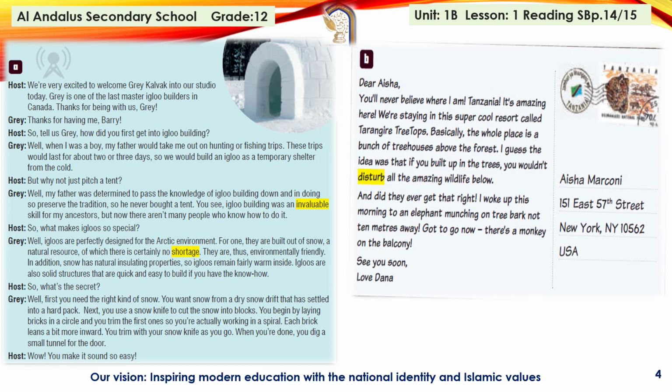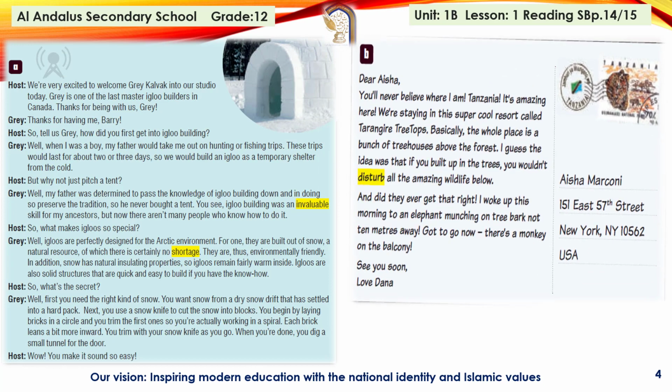Now we move on to our scanning tasks. First, we are going to deal with texts A and B. As we have said before, you are asked to stop the video, give yourself time to read the text and work out the answers. Now, let's deal with our first question.